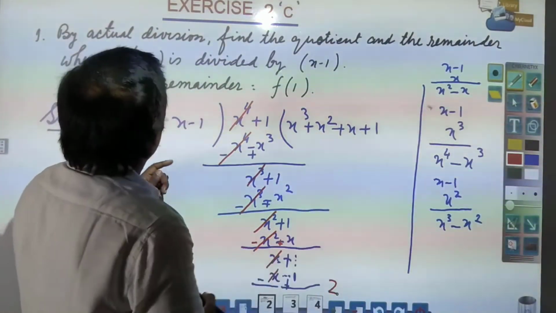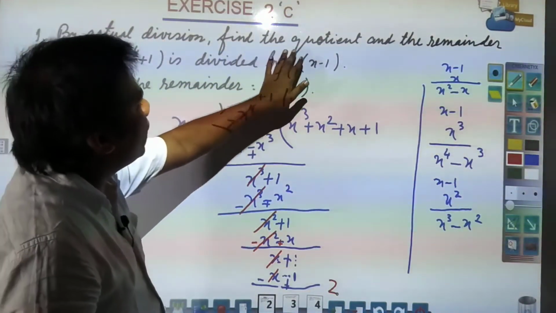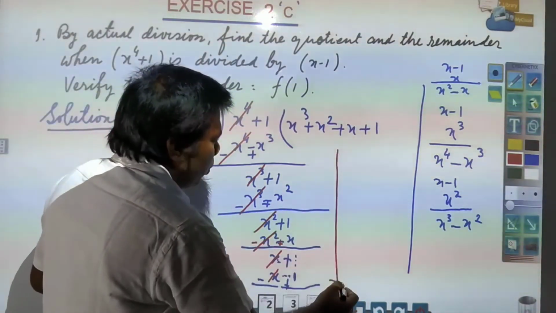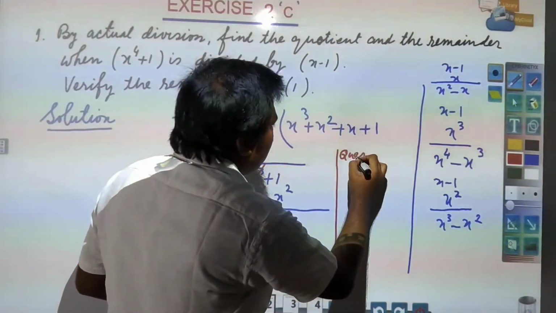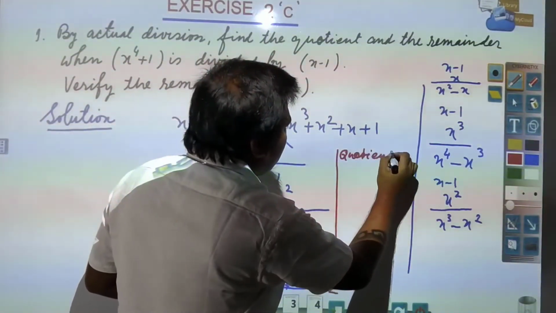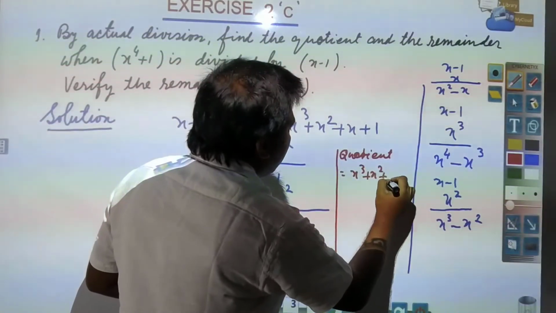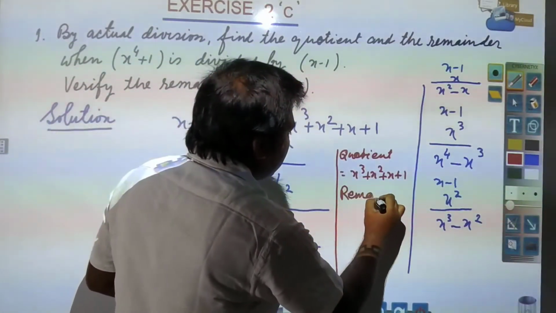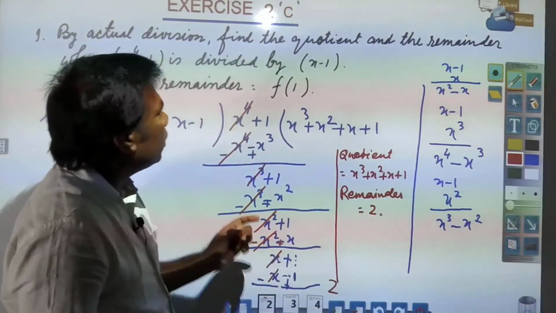So here you will write, what you had to do: by actual division, find the quotient and the remainder. So your quotient is x cube plus x square plus x plus 1, and the remainder is 2. This you have got.